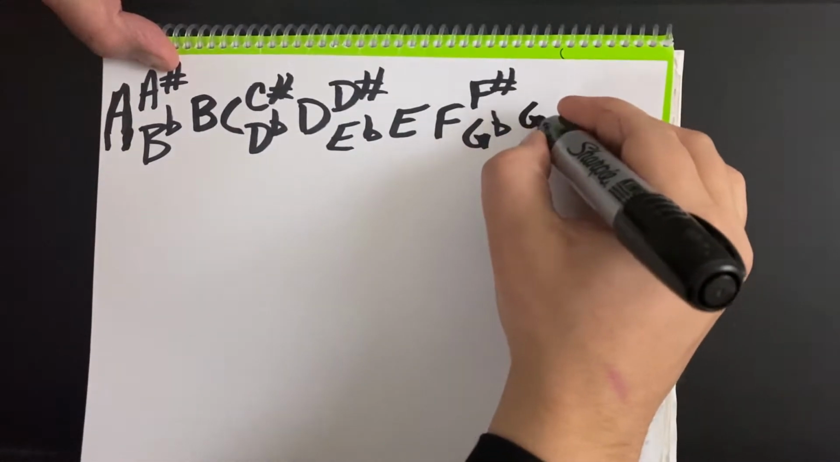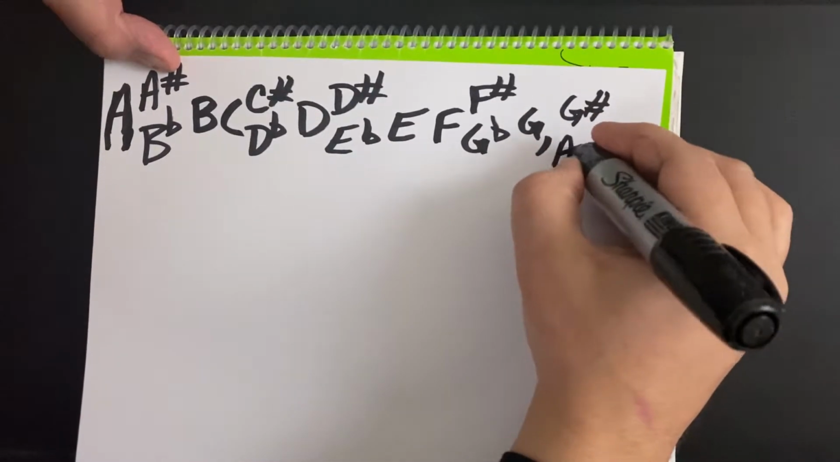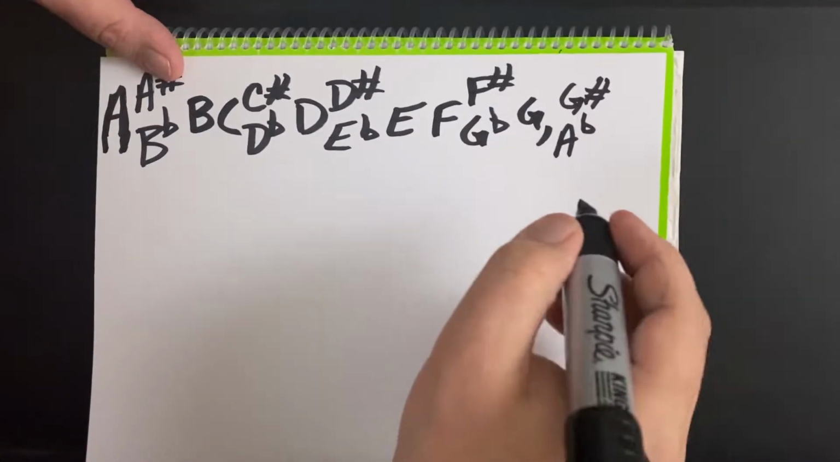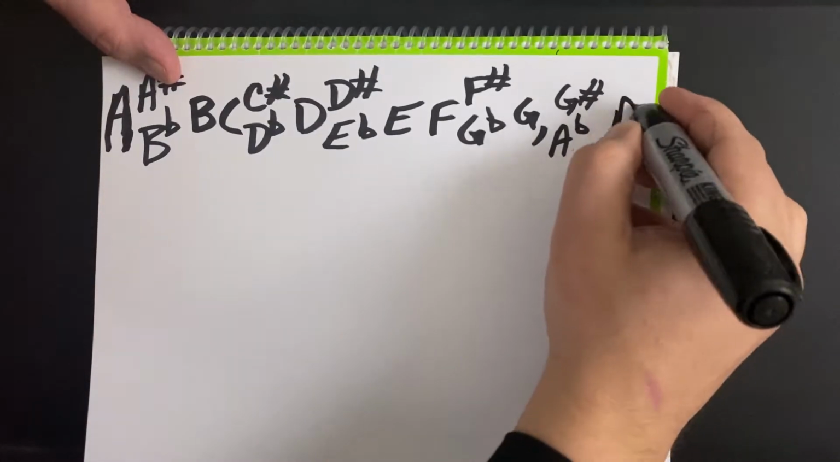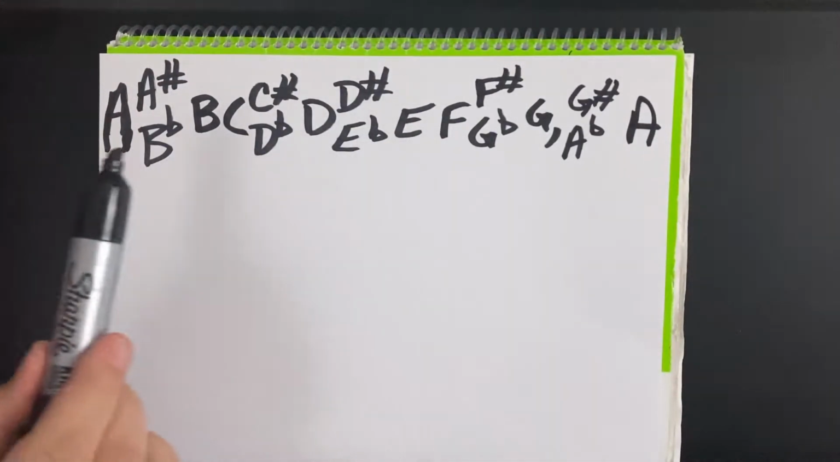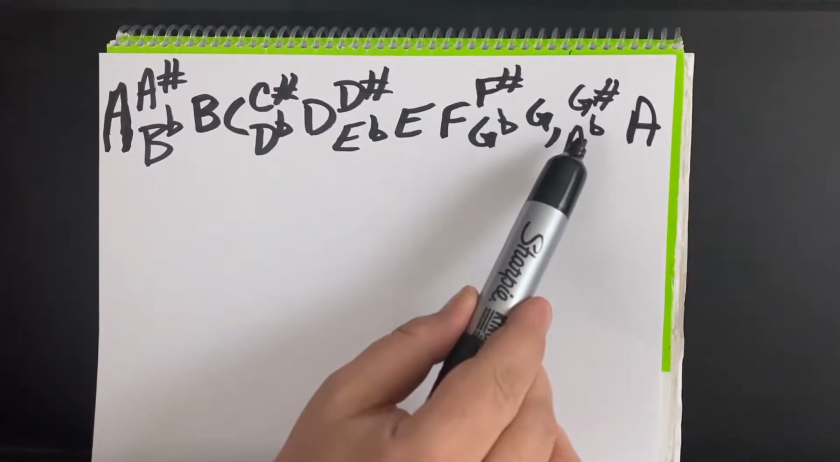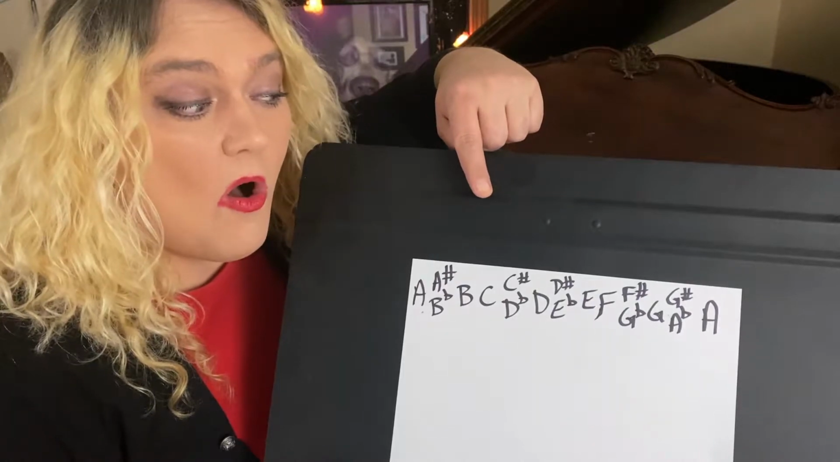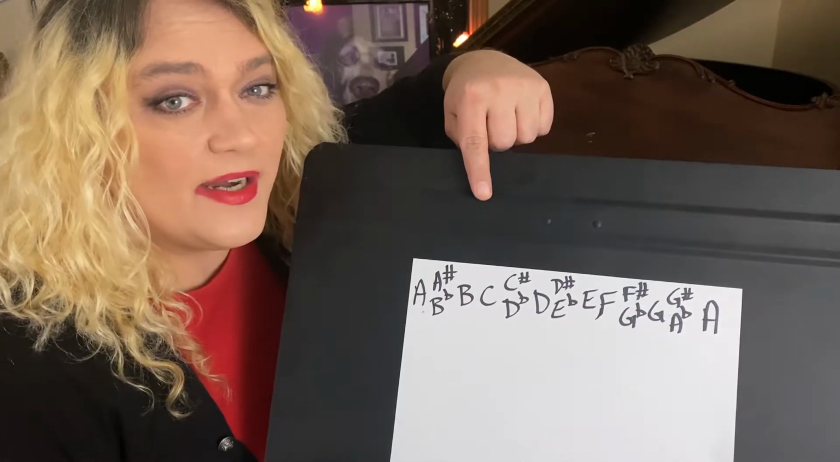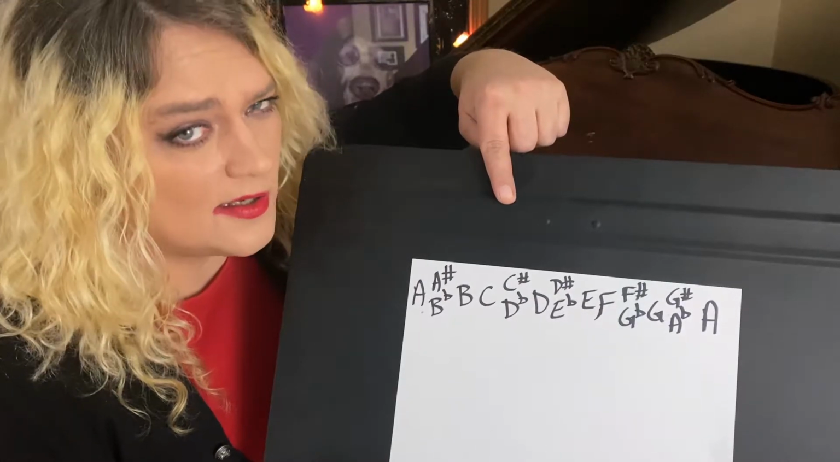And then we go to G. And then we go to G sharp, otherwise known as A flat. And then we finally come back around to the note A. So the distance from one A to the other A is 1, 2, 3, 4, 5, 6, 7, 8, 9, 10, 11, 12 notes. So now we have all 12 notes written out in half steps in alphabetical order. Let's see how that works on a guitar.